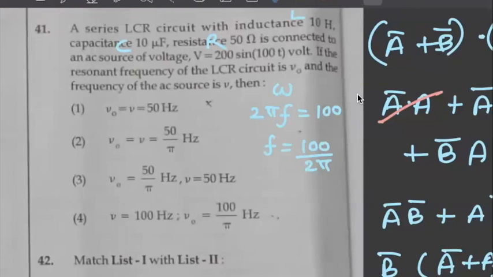So nu is the frequency of the AC source. So it's 50 upon pi. So that is this one. Oh, it's not 100 upon pi. So that's it. I've got my answer.